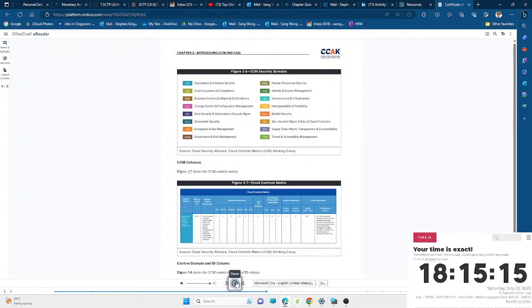CCM columns. Figure 3.7 shows the CCM controls matrix. Control domain and ID column. Figure 3.8 shows the CCM control domain and ID column.